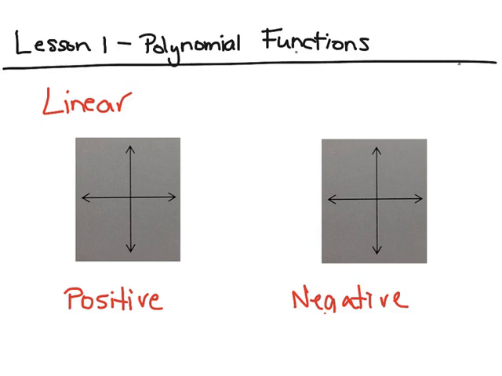So if a linear function is positive, it should look something like this. And if it is negative, it could look something like this. Our end behavior for a positive linear function would be it starts down here in quadrant 3 and goes up to quadrant 1. So from quadrant 3 to quadrant 1. For negative, it starts in quadrant 2, and it goes to quadrant 4.